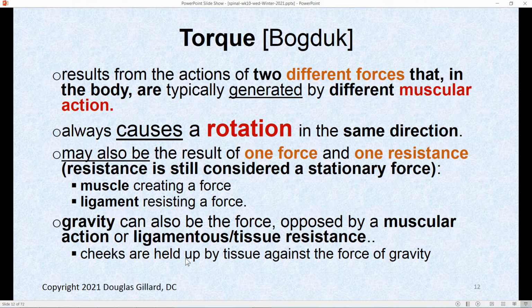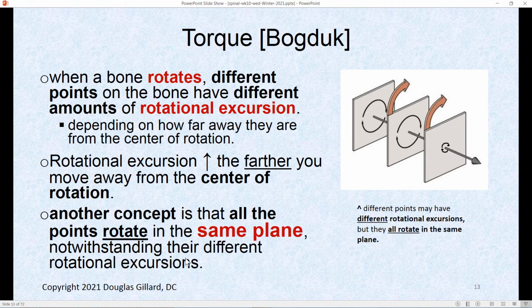The torque results from two different forces acting on the body, causes a rotation. We already said this. May also result from one force and one resistance, so that still maybe can subtract away from torque. And gravity can, of course, act as a force to cause torque as well. Center of rotation, like if this is a bone, let's just make it a run-of-the-mill bone here.